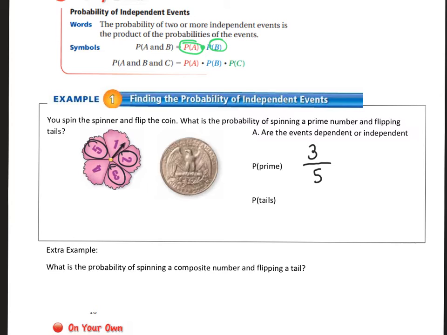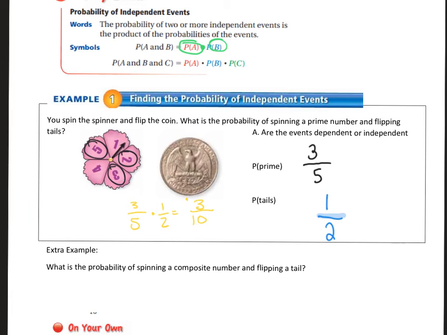Next, we have to find the probability of flipping tails, okay? So there are 2 possibilities, heads or tails. So that is in the denominator, and there's only 1 tails. Next, you just have to multiply these 2 things together. So 3 over 5 times 1 over 2. With multiplying fractions, you remember you can just multiply across. So 3 times 1 is 3, and 5 times 2 is 10.